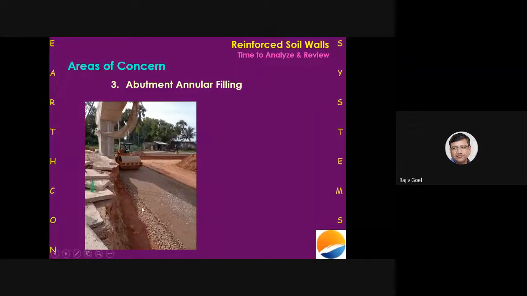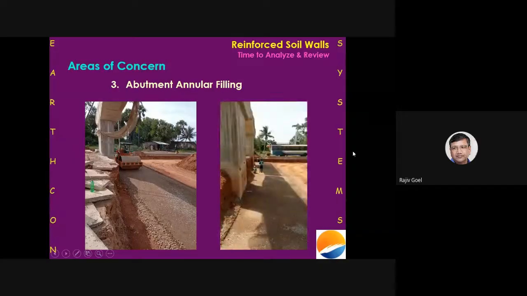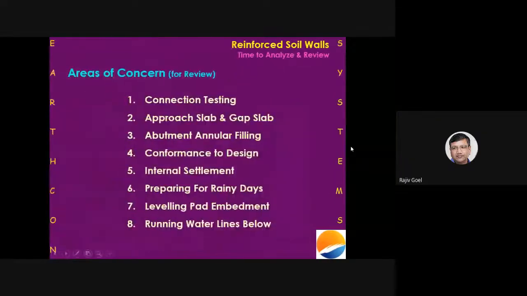So what needs to be done? A careful construction has to be done in this area so that this excavated portion is filled back properly in layers and is well compacted. Mind you, this is the portion where the maximum height of wall will come and the maximum loads will be imposed on the foundation here. So it is very, very important that we do this annular filling properly. I hope I'm able to convey my point, and let's proceed further.